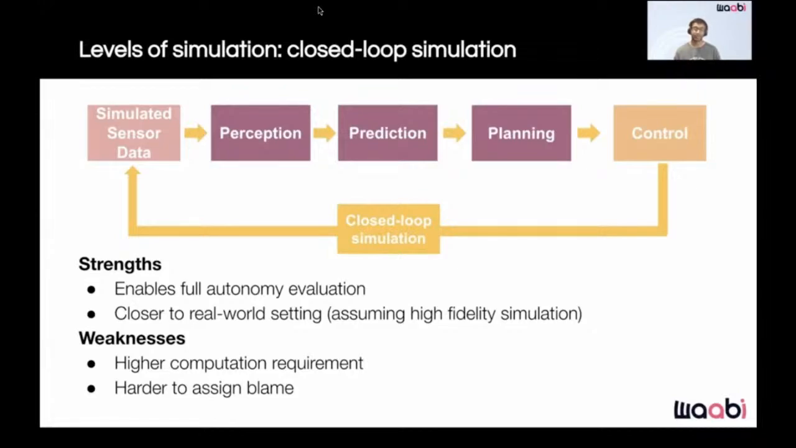The weakness is that this type of simulation has a higher computational burden than the previous simulator that only evaluates motion planning. And the minor downside of testing the full autonomy system is that it is harder to assign blame when autonomy does fail a scenario. In this session, we will be discussing what the necessary components are for an end-to-end closed-loop simulator, and the different types of approaches one can take for these components.